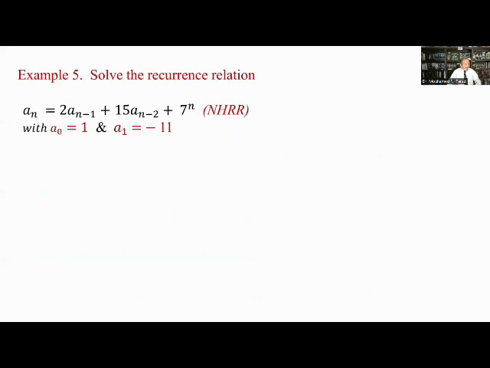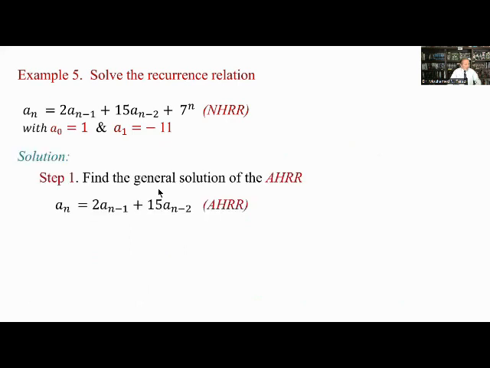Now we're getting a slightly different example here. We have now a recurrence relation of degree 2. And here are the initial conditions. I have 2 because I have a degree 2 here. We need to find all the solutions. We have to find first the general solution of the associated homogeneous recurrence relation.